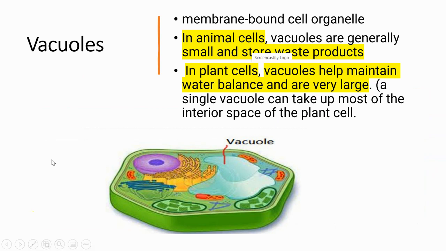The vacuoles are found in both animal and plant cells, but they are very large in plant cells. These are membrane-bound cell organelles, and they are vital when it comes to helping a plant to maintain water balance. Again, they're very large. A single vacuole can take up most of the interior space of a plant cell. In animal cells, they're small and they do store waste products until they can be broken down and released by lysosomes.